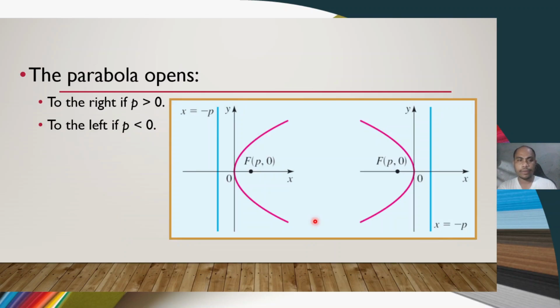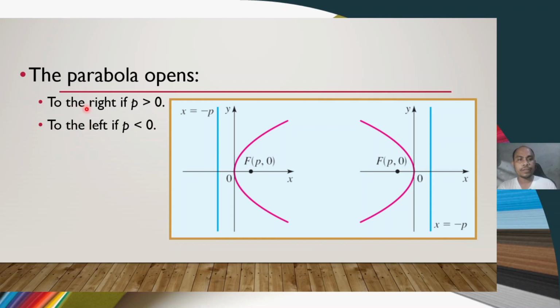Okay? Moving on, the parabola opens to the right if what? If p is greater than 0. Yung kanina naman, kung ang standard form na sinusunod natin na equation is x squared equals to 4py, if p is greater than 0 kanina, the graph opens upward. Ang opposite naman niya is downward.